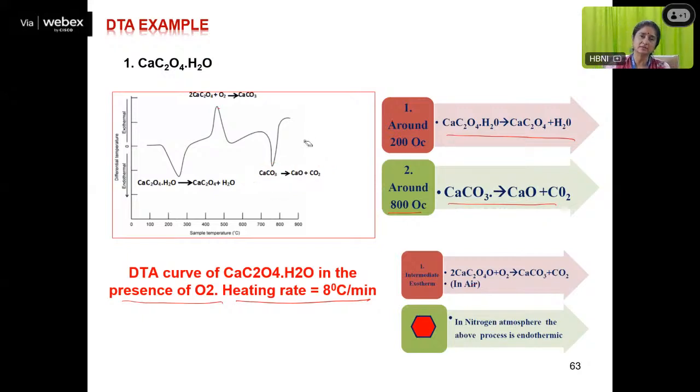This is a known system, calcium oxalate. But sometimes you need to analyze an unknown system. At that time you have to do all these things. You have to process it through an inert atmosphere, through an oxygen atmosphere, through air and everything. And then you have to finally compare all the results to get a particular inference.